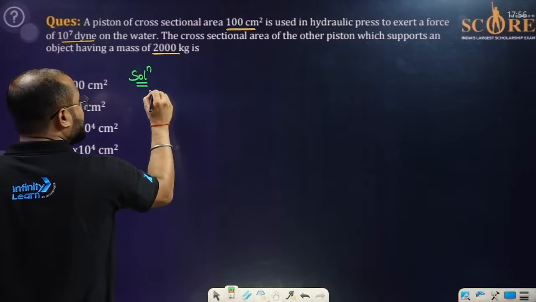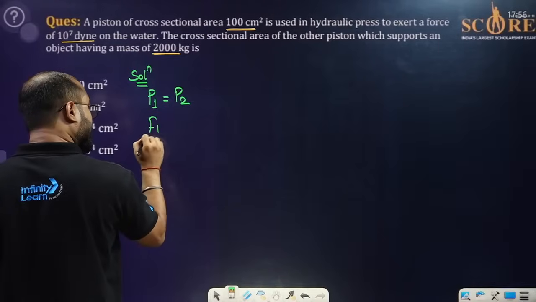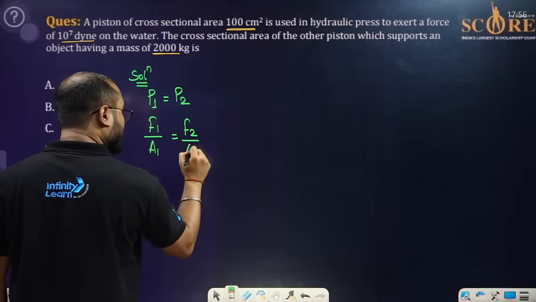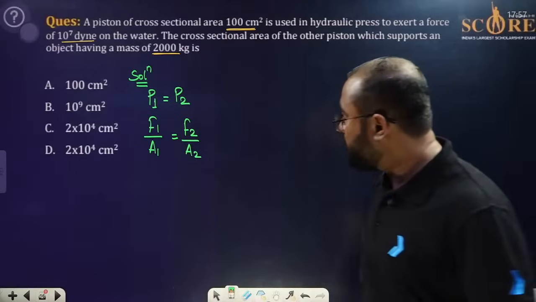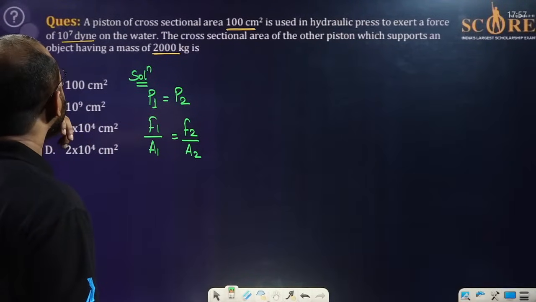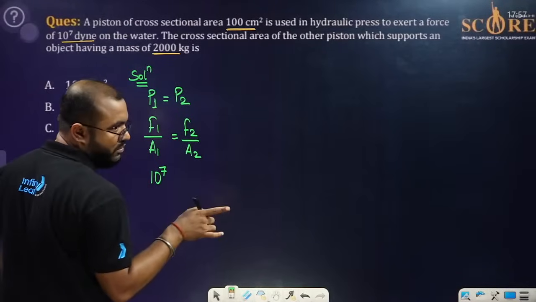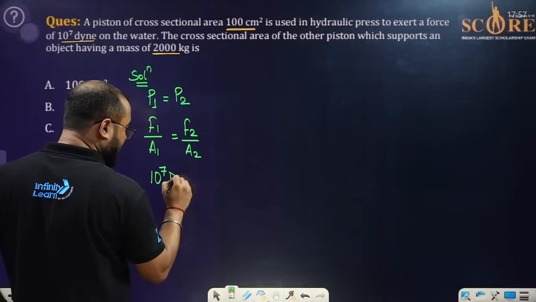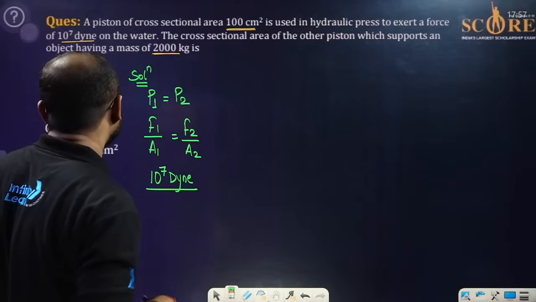We know from Pascal's law, the pressure at point 1 will be equal to the pressure at point 2. That means F1 divided by A1, the area of cross section, will be equal to F2 by A2. Let us consider F2, the second point, is the bigger one. We have to find out the cross-sectional area only. Force F1 is given as 10 to the power 7 dyne. Please do remember this. We will be converting it, do not worry. And the area is given as 100 centimeters square.